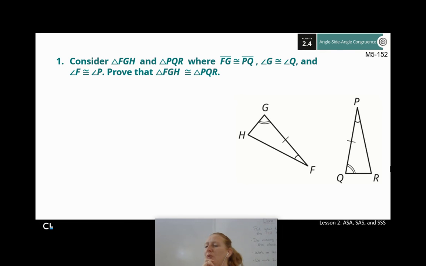So page 152, take a look at my triangles. Prove to me that those triangles are congruent, just like we did with the other one. Hit pause, work it out, write it down, hit play when you're ready to check your work.